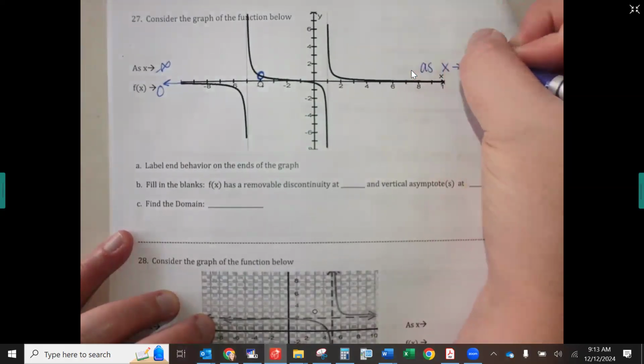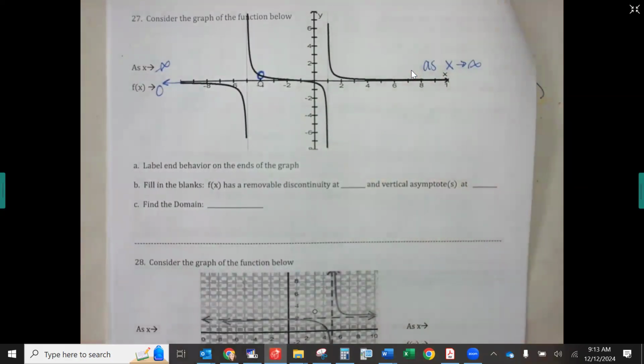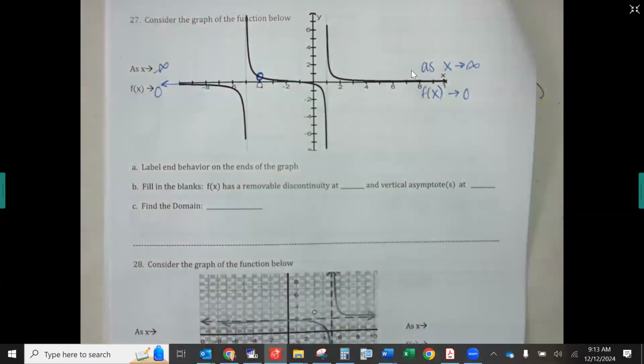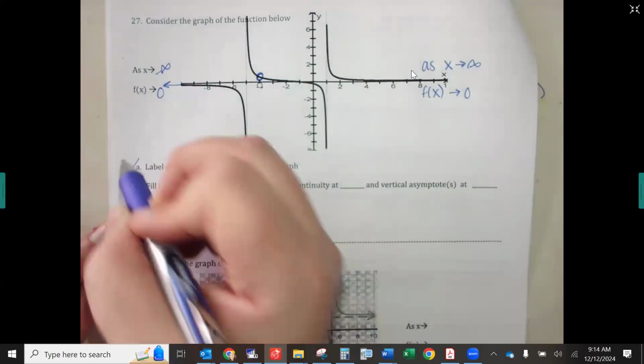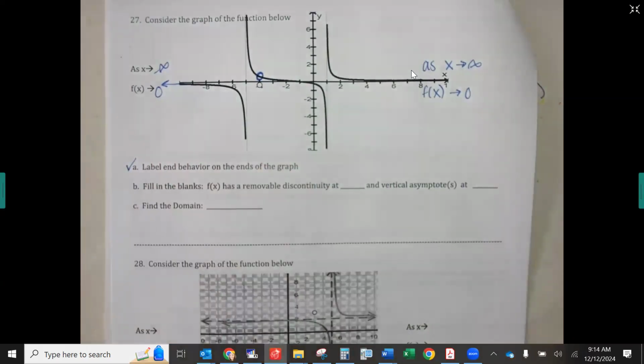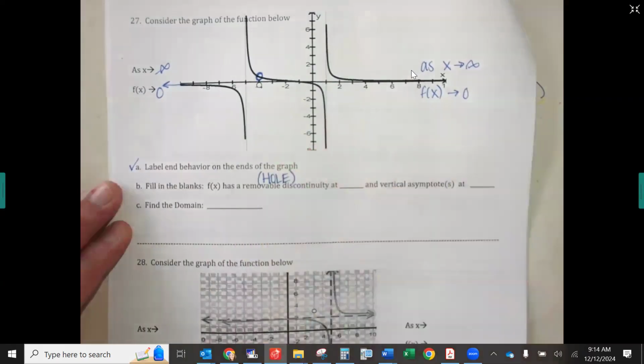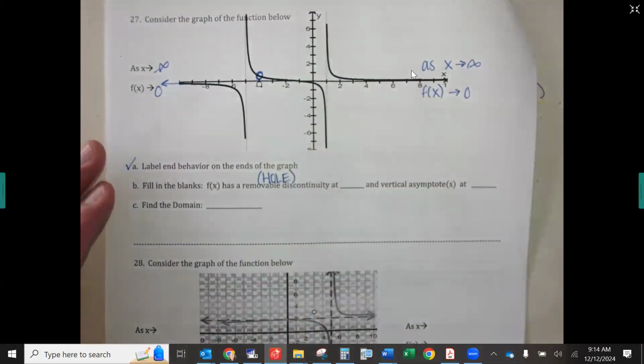As x goes to infinity, that puts me on the right end of the graph. Then you would say your f of x is going to 0. Okay, because your graph isn't just going up or going down, it's curving off specifically towards the x-axis, which is 0. Okay, so I'm going to put a little check here. Then it says, fill in the blanks. F of x has a removable discontinuity at blank and vertical asymptotes at blank. Okay, a removable discontinuity and a hole are the same thing. Where is the hole on the graph? What x value?